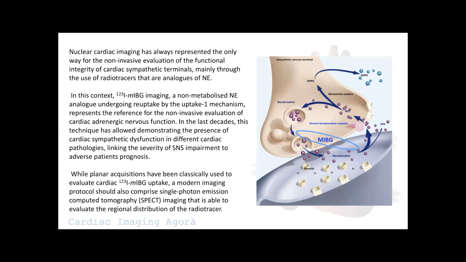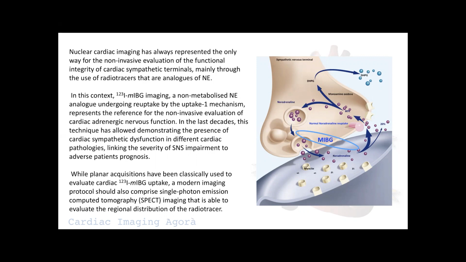With nuclear imaging, we have the possibility to evaluate in a semi-quantitative and quantitative way, in a visual way, the real state of the innervation of the heart. And we can evaluate the functional integrity of cardiac sympathetic terminals, mainly through the use of radiotracers that are analogs of norepinephrine. We can use PET and SPECT.